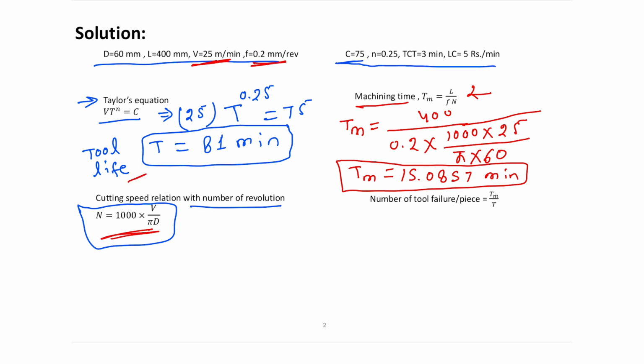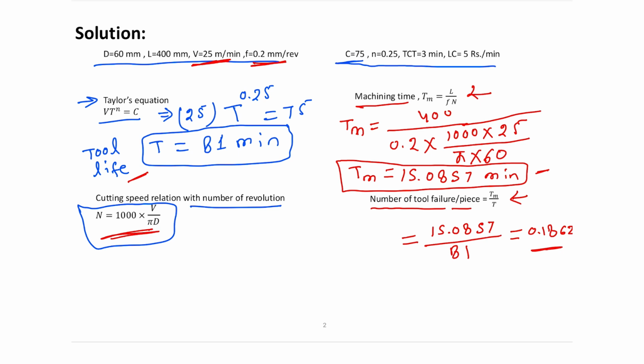So we know our tool life and we know our machining time. So we can find the number of tool failures per piece. This will be Tm by T. So Tm is 15.0857 divided by tool life 81. So we will get around 0.1862. This will be our number of tool failures per piece, Tm by T, 0.1862.